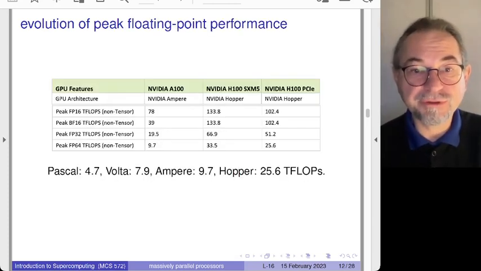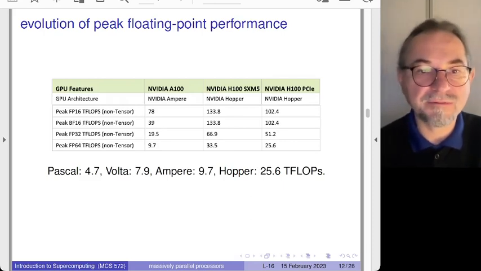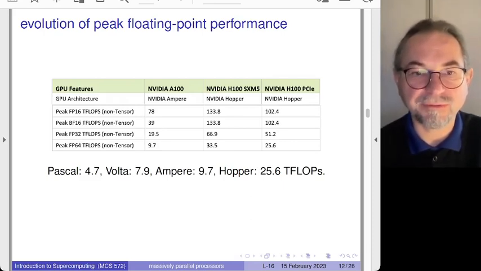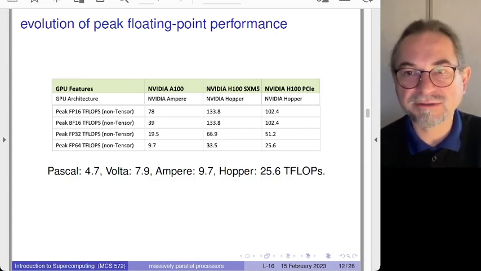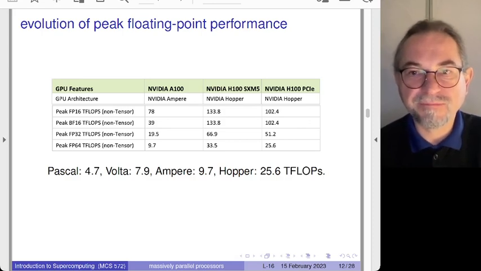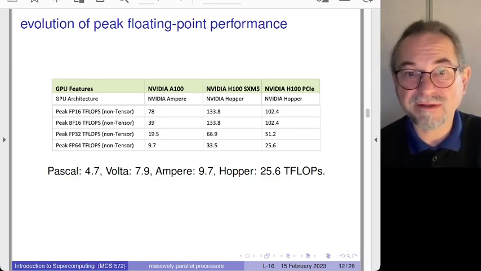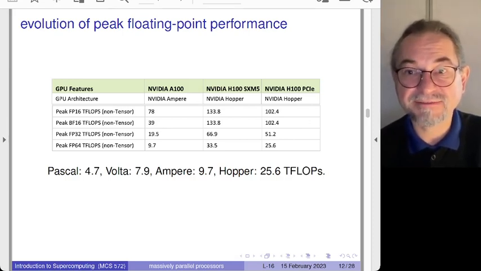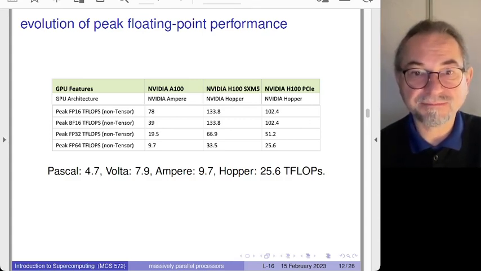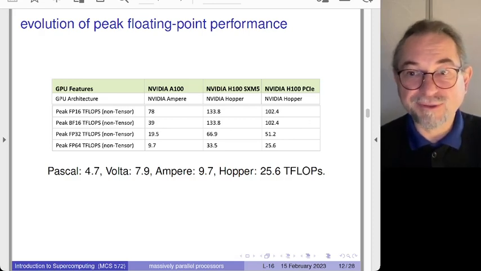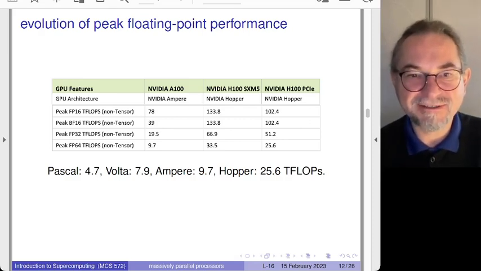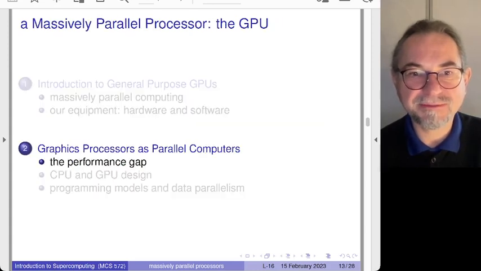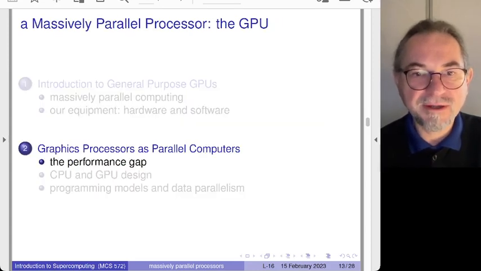So the evolution: you could say, well, going from Pascal to Volta, it's actually not even twice. But look what happens if you go from Pascal to Hopper. In 5 or 6 years, you go from 4.7 to 25, and that's quite noticeable. So Moore's law is actually still active if you have data parallel applications. Okay, so the future is already here. As they say, it's not evenly distributed. Let me step back a little bit.